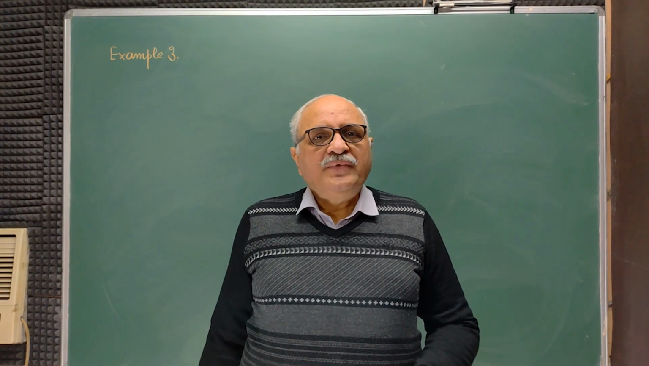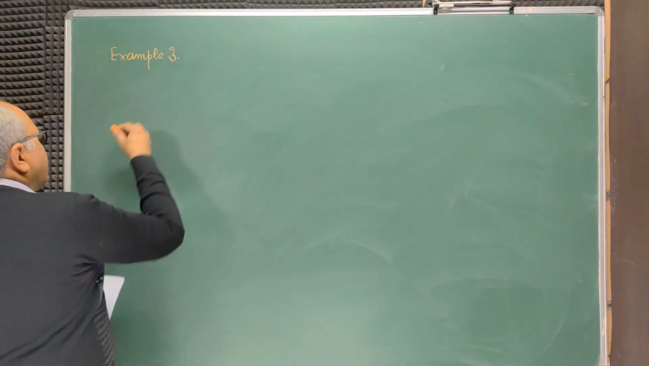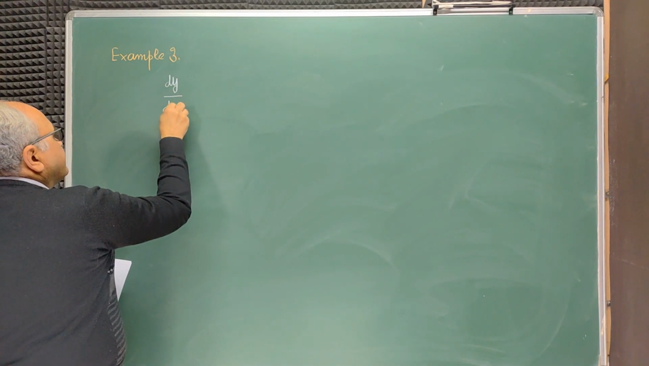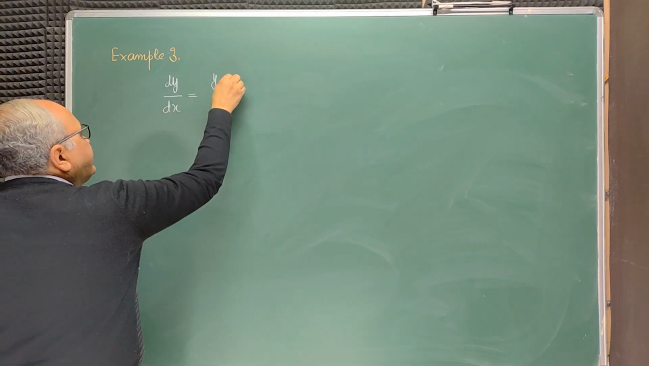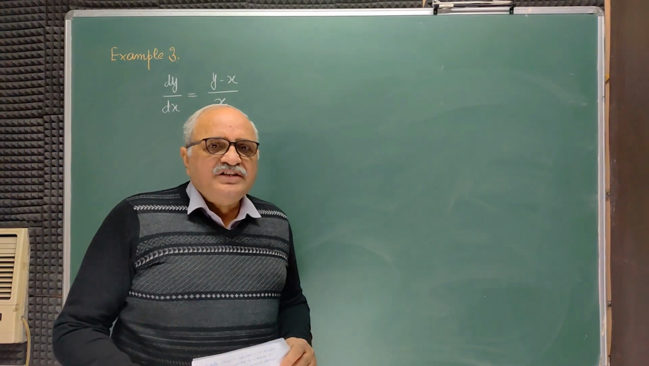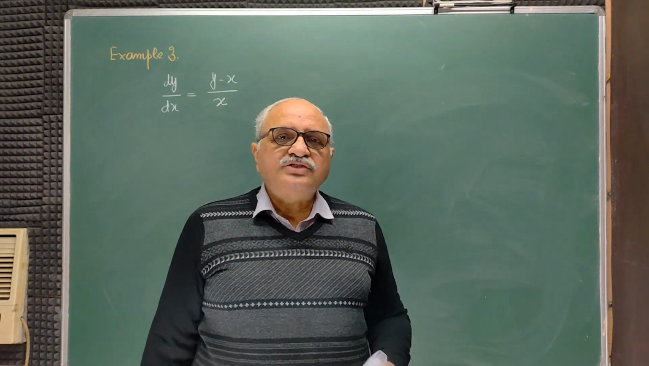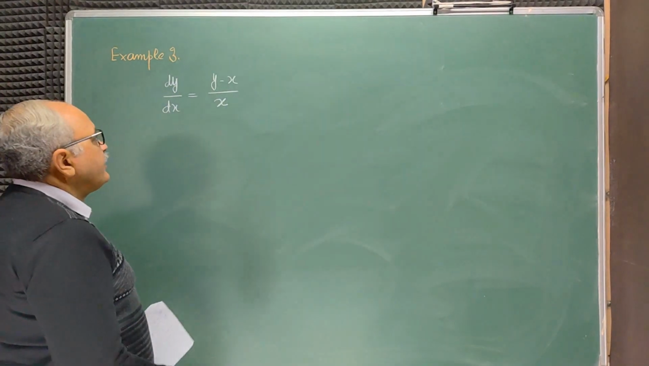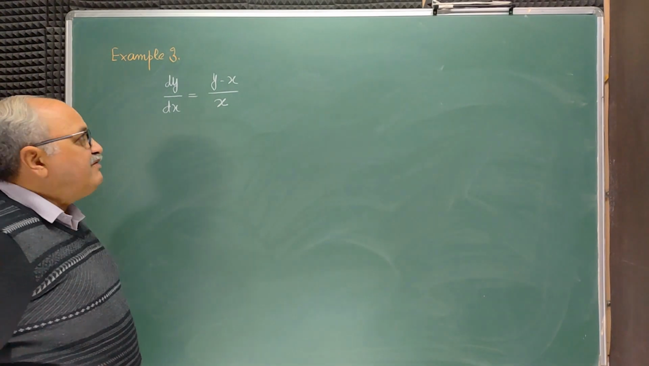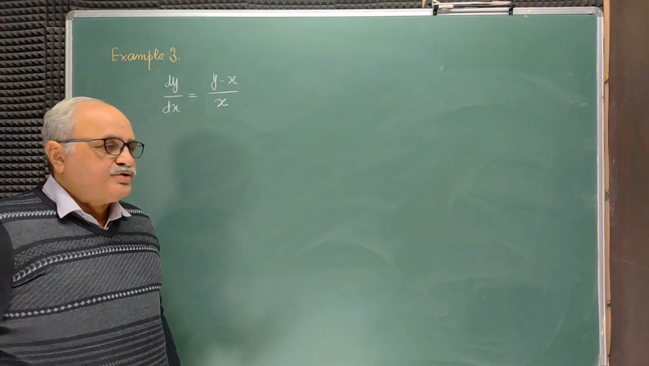Students, now let's take the third example. In this example, a differential equation is given to us, and this differential equation is dy by dx equals y minus x by x. You can notice that in this case it is not directly possible to separate out the variables. If you just try to take one on the other side, you still will get some mixing of these variables. So we have to go for some substitution.